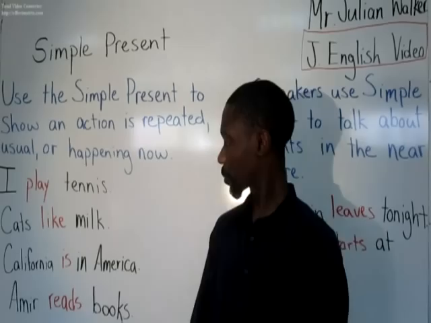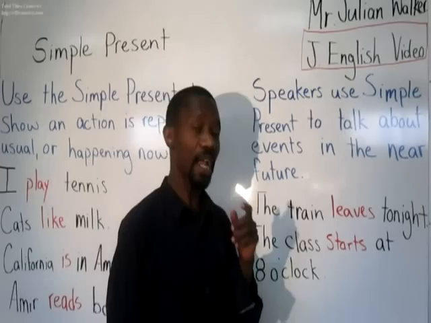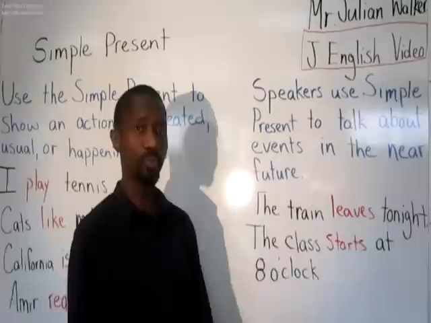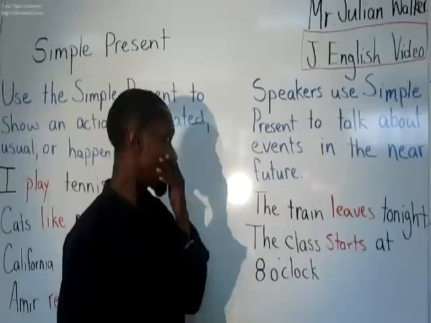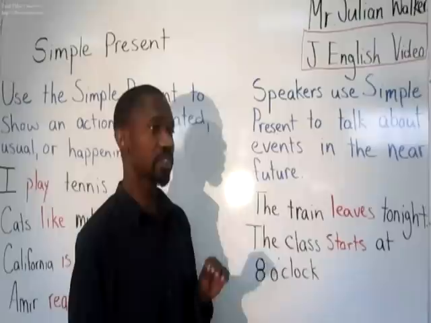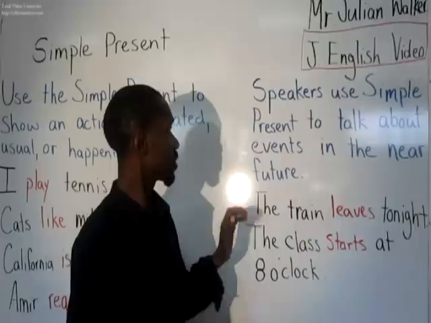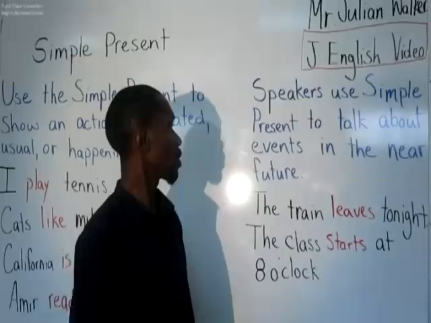Let me direct you here. I have written down another set of directions to help you with the simple present tense. Speakers use the simple present to talk about events in the near future. One example sentence that I have: the train leaves tonight. The class starts at 8 o'clock. So these are examples, usually with speakers, of the simple present used to talk about events in the near future. Talking about the future, but it's still simple present.